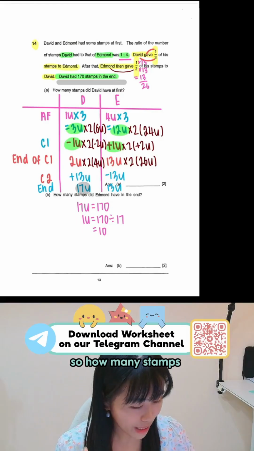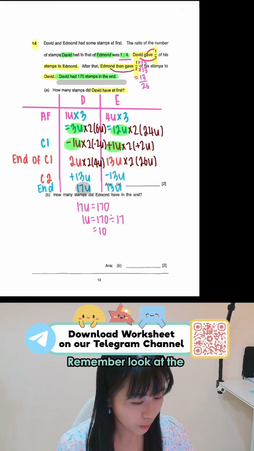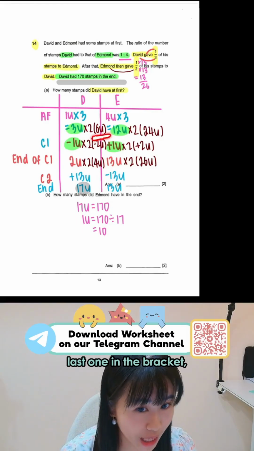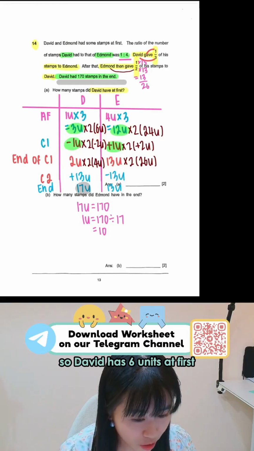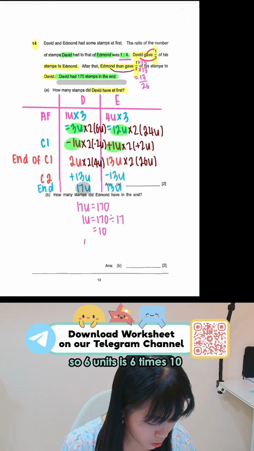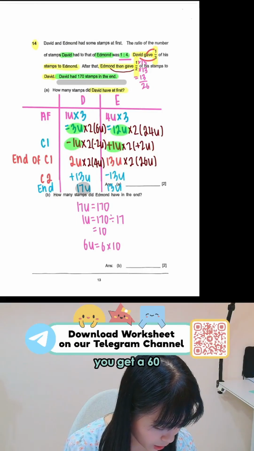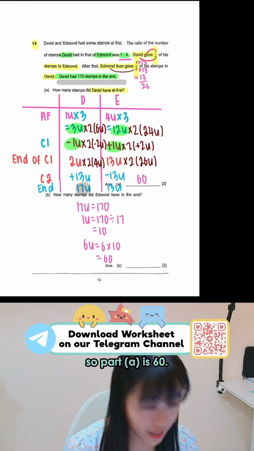So how many stamps did David have at first? Remember, look at the last one in the bracket. That's the final one you look at. So David has 6 units at first. So 6 units is 6 times 10, you get 60. Alright, so part A is 60.